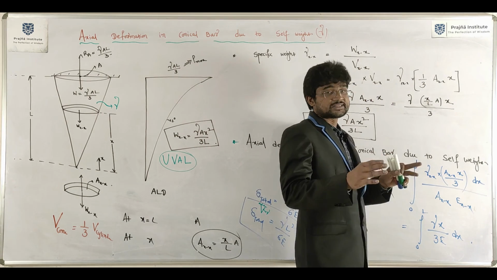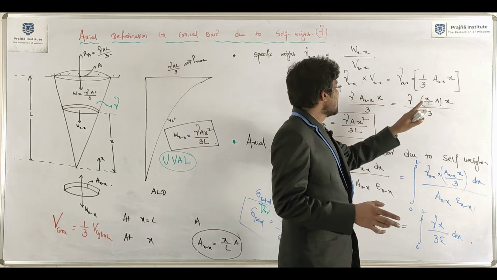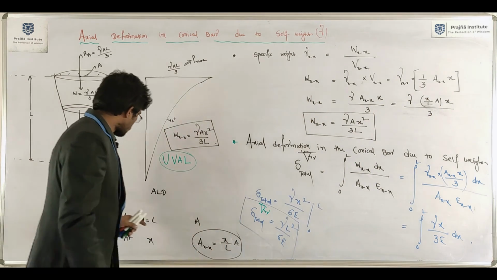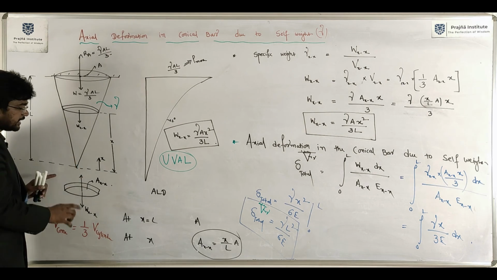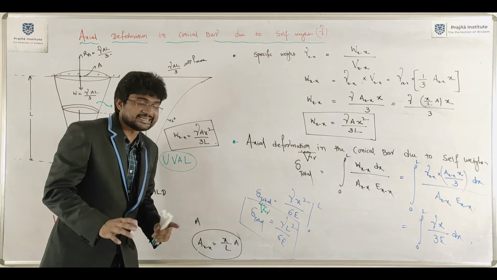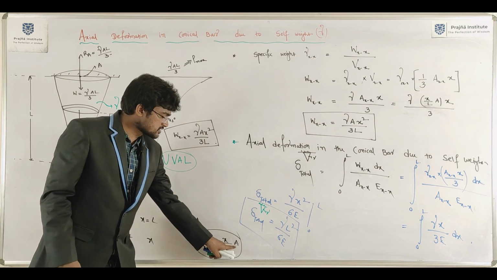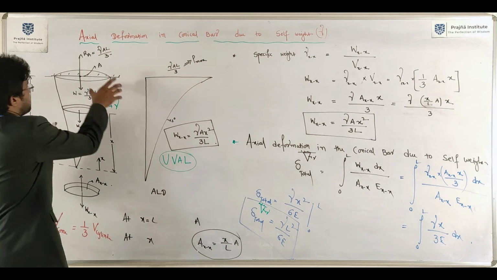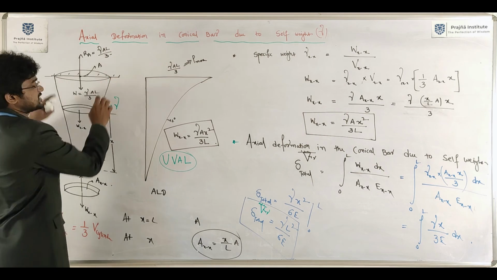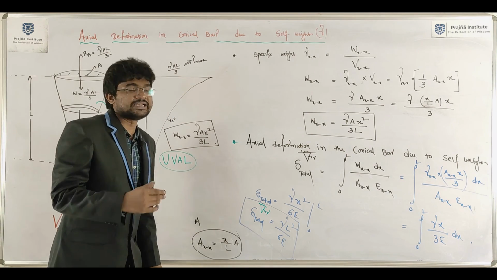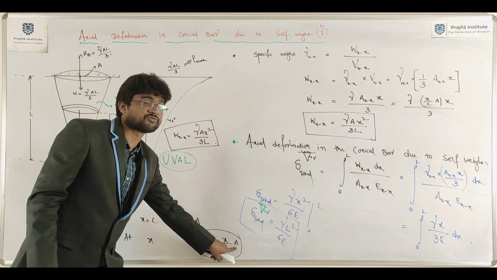Volume of the cone is 1/3 of volume of the cylinder, and again here the cross section Ax is continuously varying. That is why I have written Ax in terms of the constant cross section. It is the maximum cross section of the cone, the area of cross section at the fixed end. I have written Ax in terms of A.